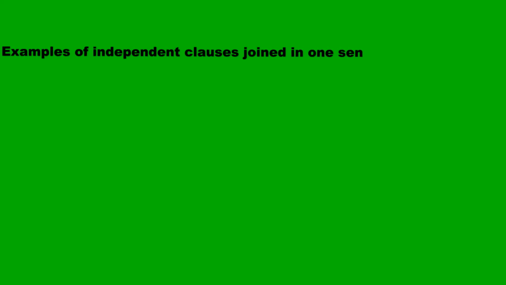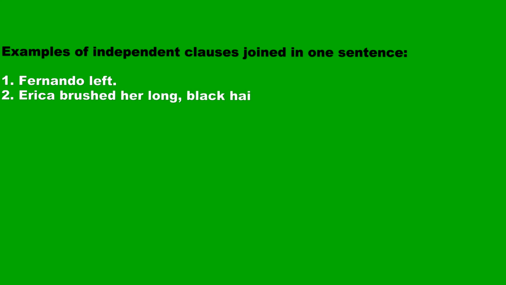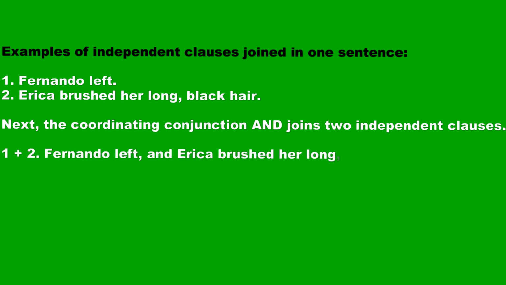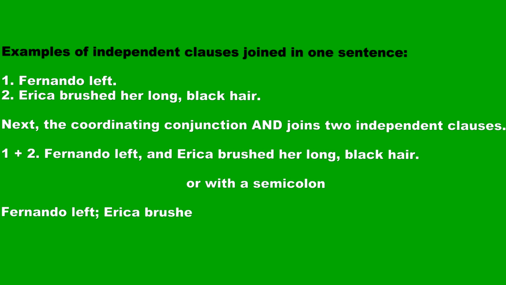In these examples, we can see how independent clauses can be joined in one sentence. First sentence, Fernando left. Second sentence, Erica brushed her long black hair. In this case, we can join the two independent clauses into one sentence with a coordinating conjunction, and. 1 and 2 together, Fernando left and Erica brushed her long black hair. Or we can join them together with a semicolon. Fernando left; Erica brushed her long black hair.